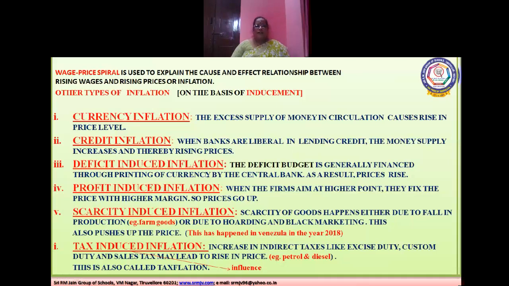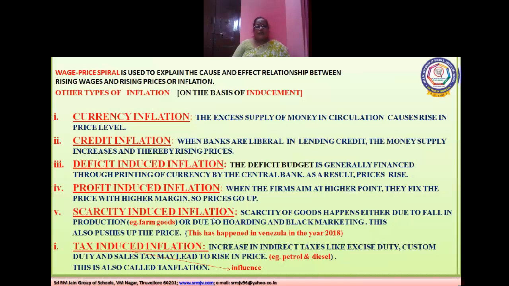Deficit induced inflation. The deficit budget is generally financed through printing of currency by the central bank. As a result, the prices rise. Number 4, profit induced inflation. When the firms aim at higher profit, they fix the price with a higher margin. So the prices will go up. Then inflation.